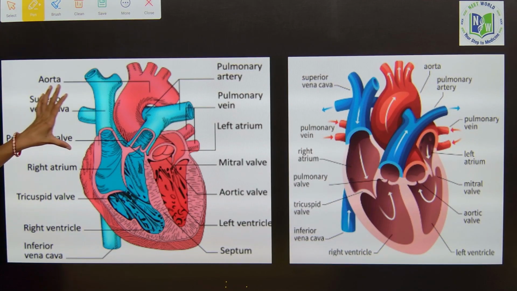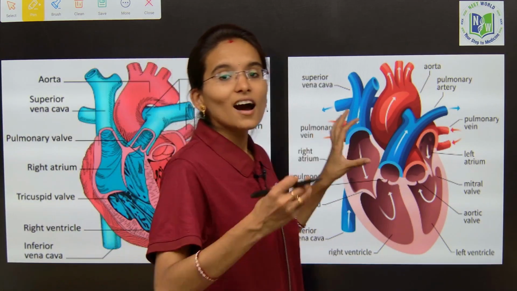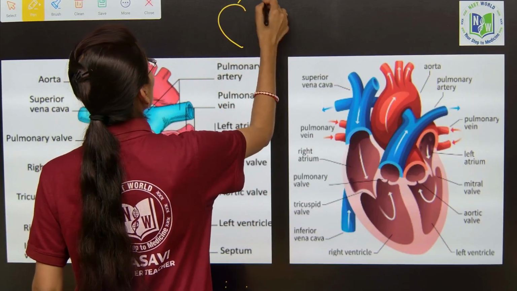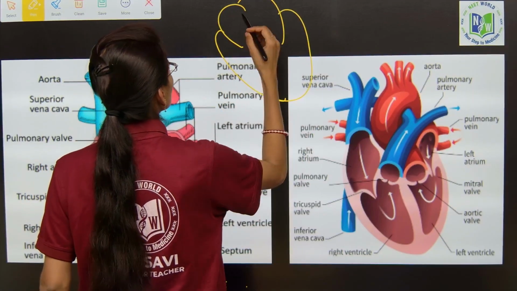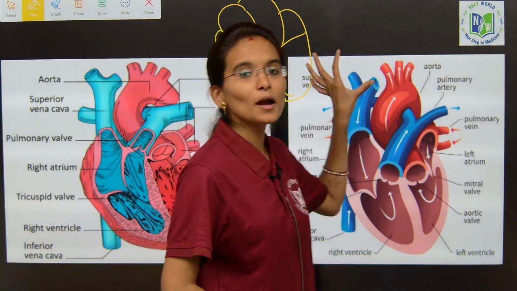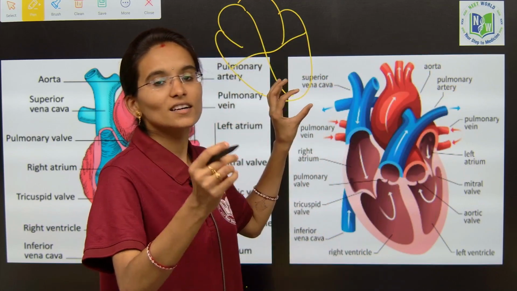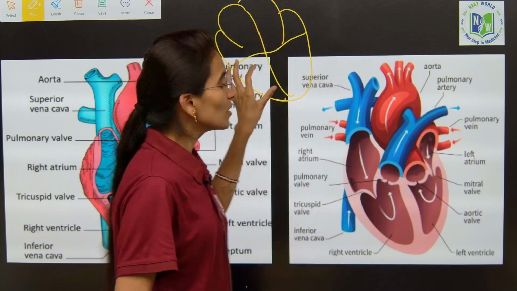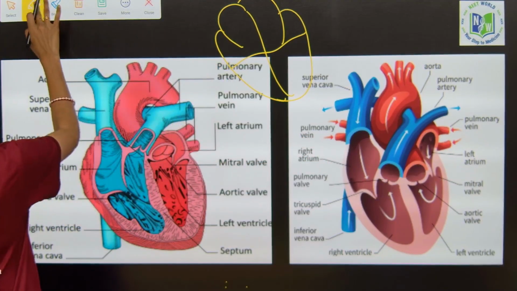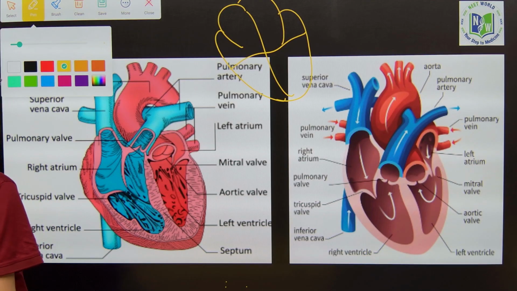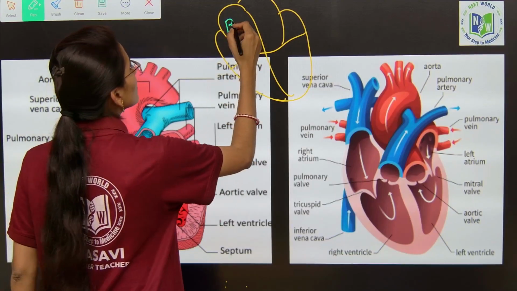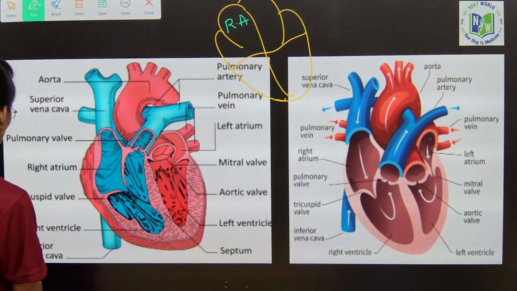If you see the heart, the heart is divided into 4 chambers. Can you see? This is just a hypothetical diagram, students. Just for understanding purposes I am making a rough diagram here. You can also look into these visuals. So it is completely divided into how many chambers? 4 chambers. In the 4 chambers we have right atrium and right ventricle.